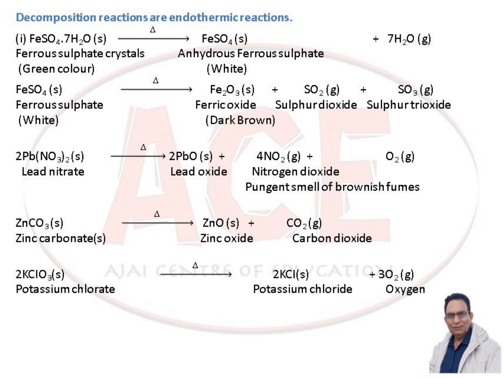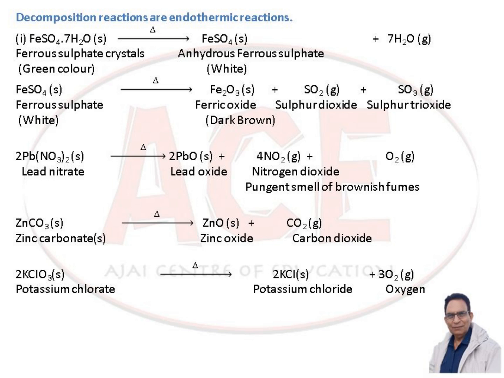FeSO4.7H2O, this is ferrous sulfate crystal or hydrated ferrous sulfate, on heating gives FeSO4 plus 7H2O. FeSO4 so produced is anhydrous ferrous sulfate. The color of hydrated ferrous sulfate is green, while the color of anhydrous ferrous sulfate is white.